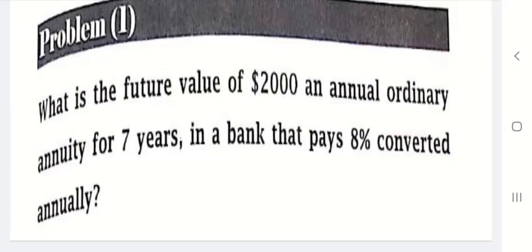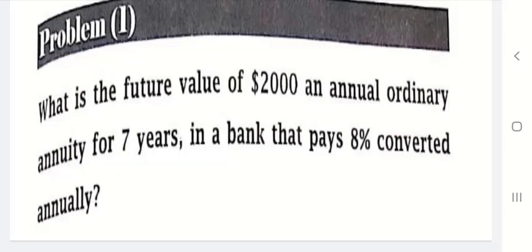Problem 1. What's the future value of $2,000 an annual ordinary annuity for 7 years in a bank that pays 8% converted annually? In this problem, R will be equal to $2,000. It is an annual ordinary annuity for 7 years, so the total time here is 7 years, and it's an annual annuity, so there are 7 annuities.